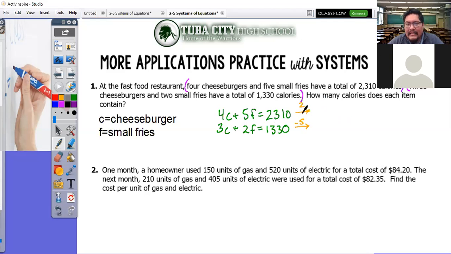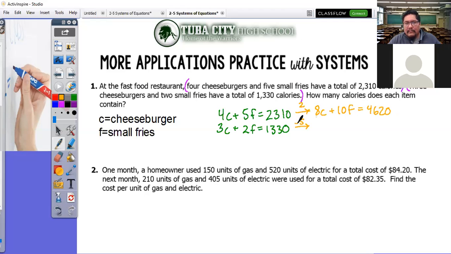If not, it's not a big deal. Okay, it's not going to be a big deal to have a negative. So let's go ahead and double everything here. So 2 times 4 is 8c plus 10f. And double 2310, or that'd be 4,620. So there you go. That was kind of easy.